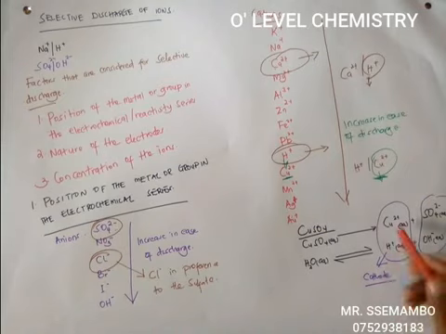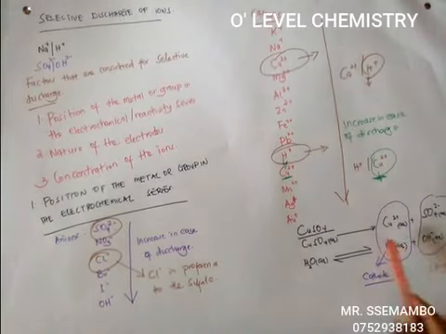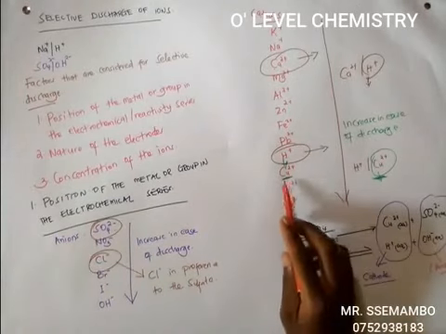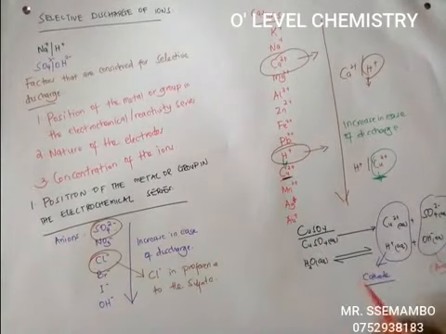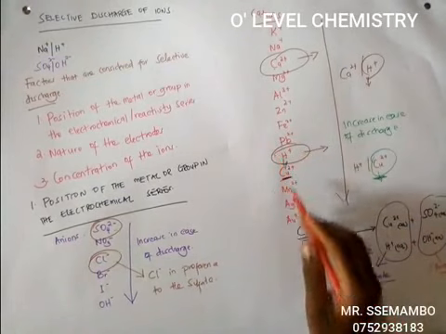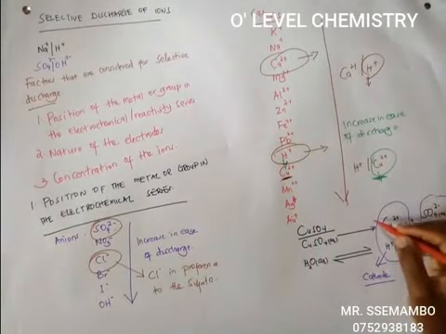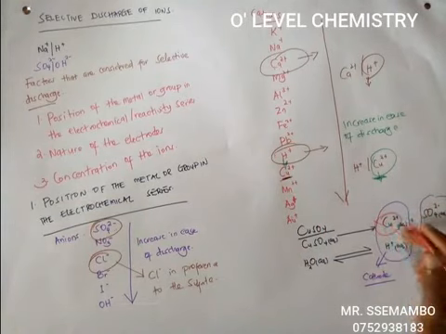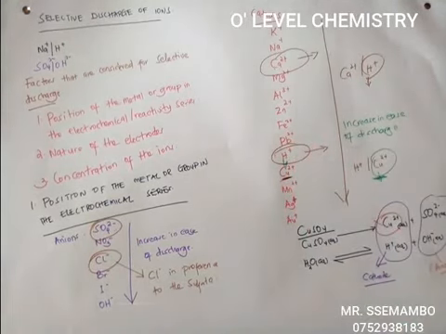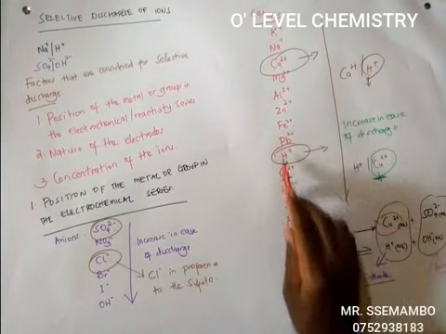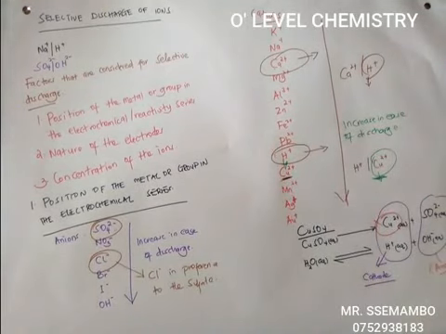Look at the cations first. Copper in the reactivity series is right here, whereas hydrogen is right here, so hydrogen comes before copper. Therefore, at the cathode we are in position to discharge copper before we discharge hydrogen, because copper is below hydrogen in the electrochemical series.